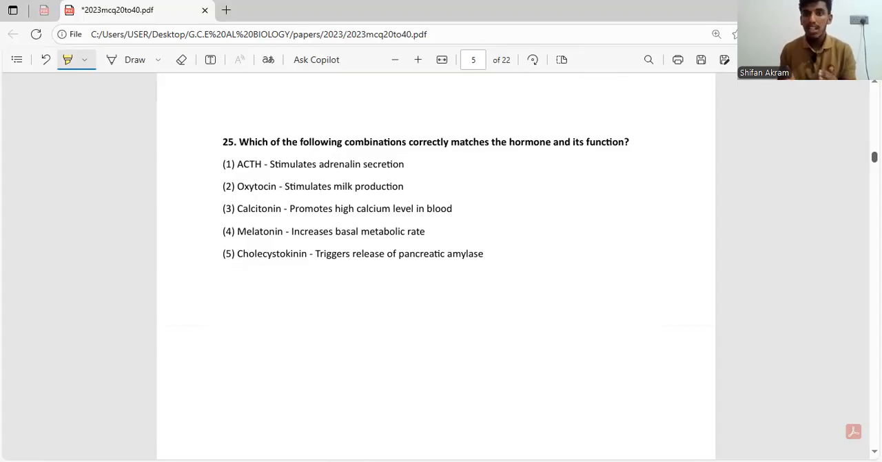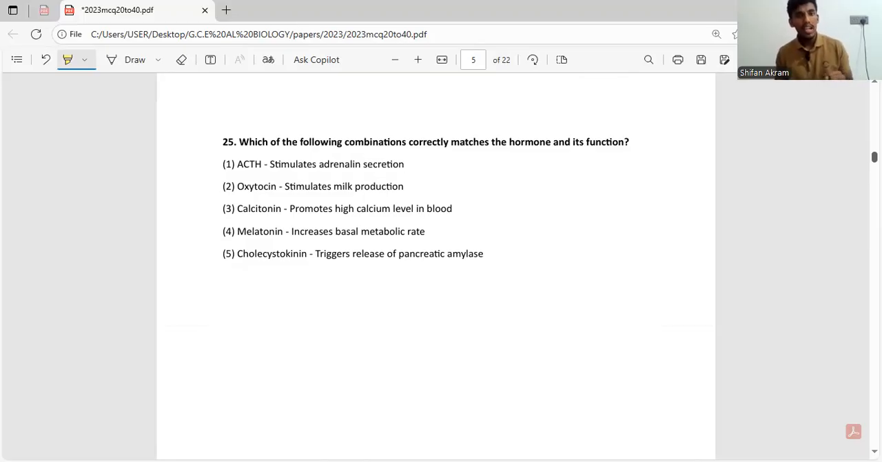Then second statement, oxytocin stimulates milk production. Oxytocin doesn't stimulate milk production, it stimulates milk secretion, or milk release in other words. But what is the hormone that stimulates milk production? It is prolactin. Again, that statement is also wrong. Then third statement, calcitonin promotes high calcium levels in the blood. Now, calcitonin doesn't promote calcium levels in the blood. Calcitonin actually reduces the calcium level in the blood. How does it do this? It reduces reabsorption of calcium in the kidney, and it also increases absorption of calcium by the bones. In this way, calcium is reduced in the blood. That statement is also wrong.